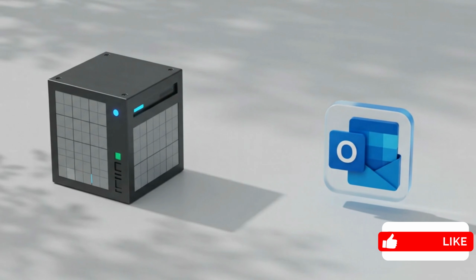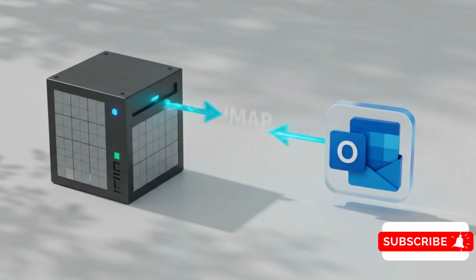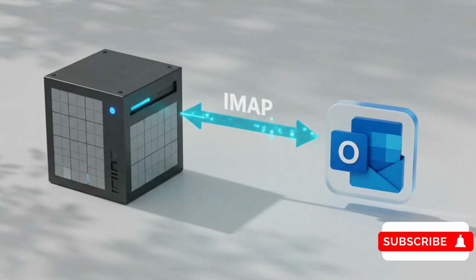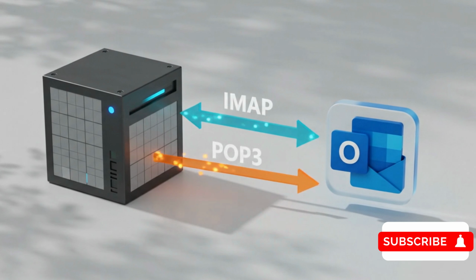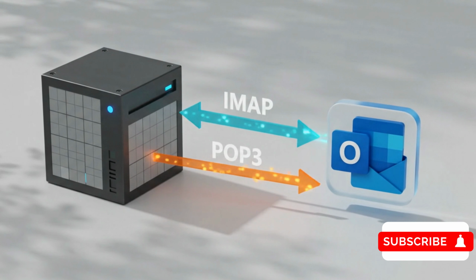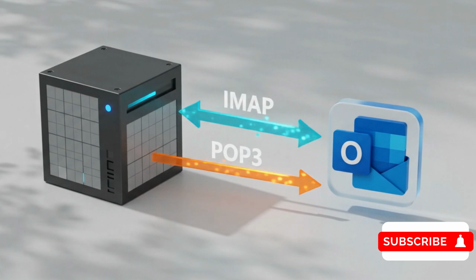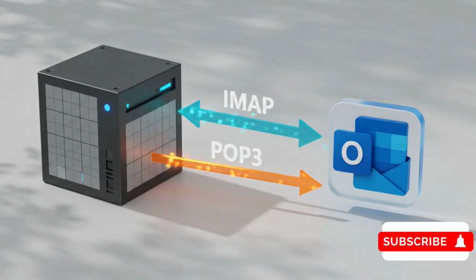Let's start with the question nobody answers clearly. When you connect an email account to a mail client like Outlook, you're choosing how that mail client retrieves your messages from the server. That's it. And there are two main protocols for doing that: IMAP and POP3.